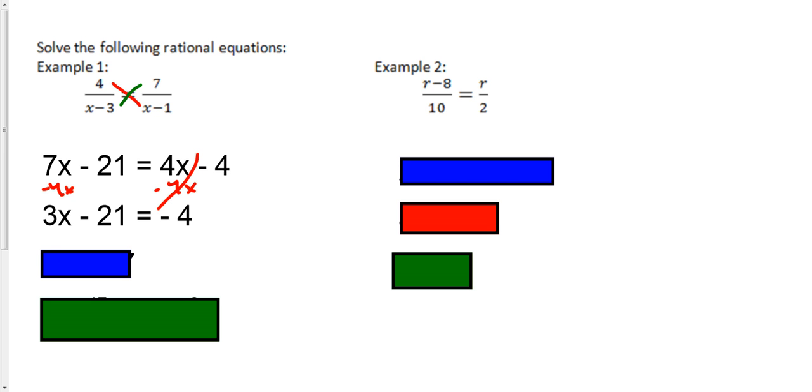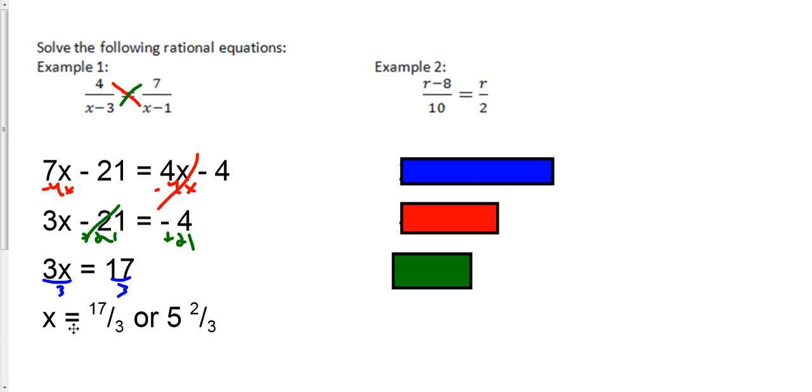Now, again, we want to get all our constants on the same side, so add 21, those will go away, and we're left with 3x equals 17. To get x all alone, we need to divide by 3 on both sides, which means in the end we're left with x equals 17 thirds, or, so if you want to keep it as a fraction, you can keep it as 17 thirds, or you can call it 5 2/3. Either one of those is acceptable.